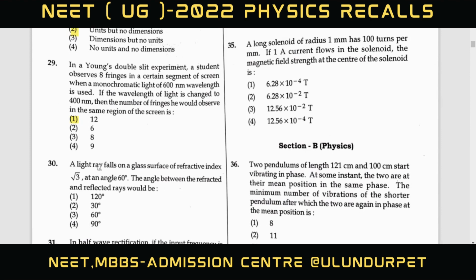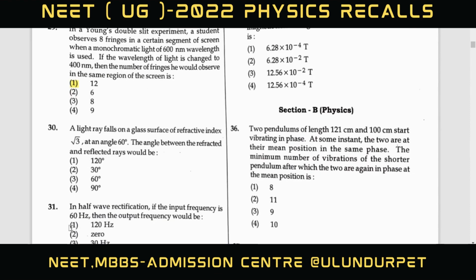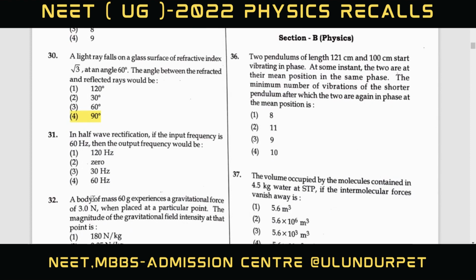30. A light ray falls on a glass surface of refractive index √3 at an angle of 60 degrees. The angle between the refracted and reflected rays would be? The answer is option 4. 31. In half-wave rectification, if the input frequency is 60 Hz, then the output frequency would be? The answer is option 4.